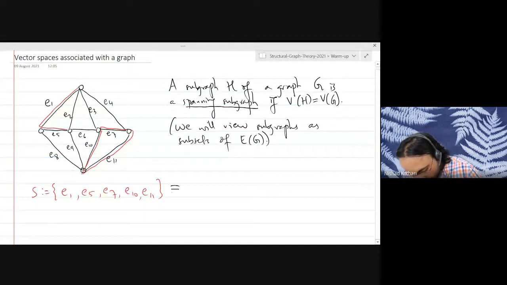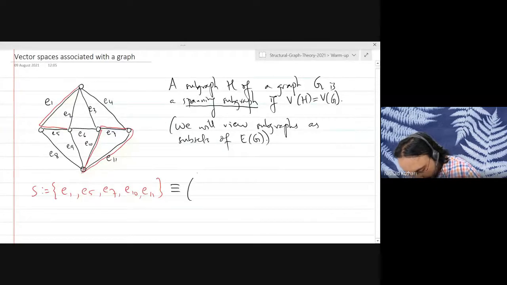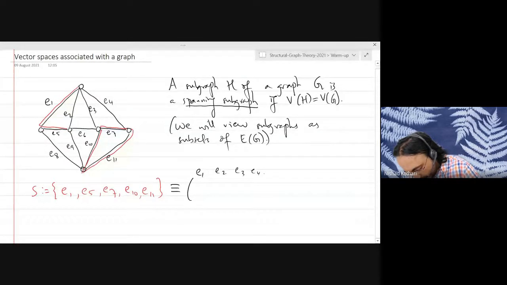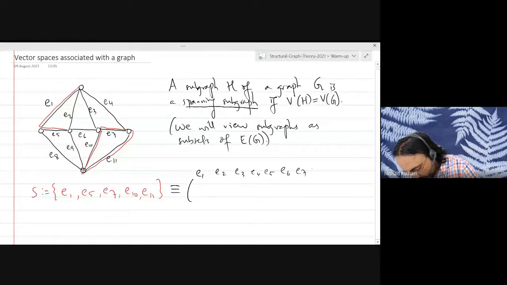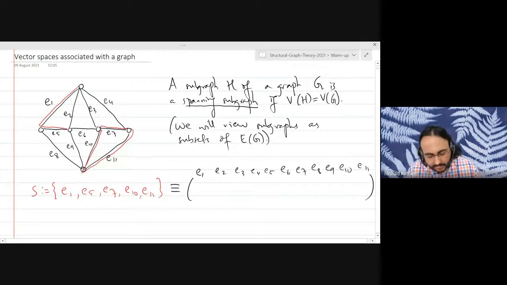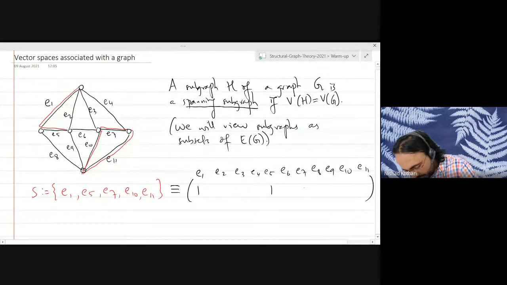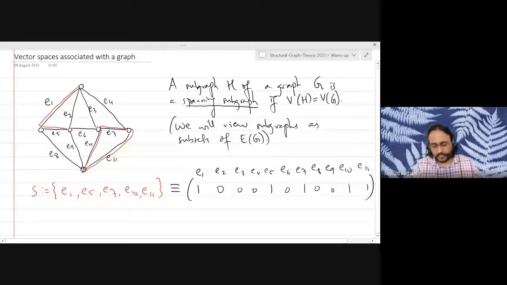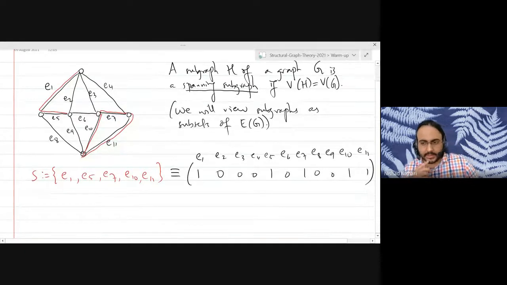So we will associate a vector with this, and our vectors will be labeled by the edges of the graph. E1, E2, E3, E4, E5, E6, E7, 8, 9, 10, and 11. Whenever the edge is in the set, we are going to put a 1 there, otherwise we are going to put a 0. Very standard construction of a 0, 1 vector. So we have 1, we have 5, we have 7, 10, and 11. And all the others are 0. So that's our set of edges, and it corresponds to a 0, 1 vector as shown.